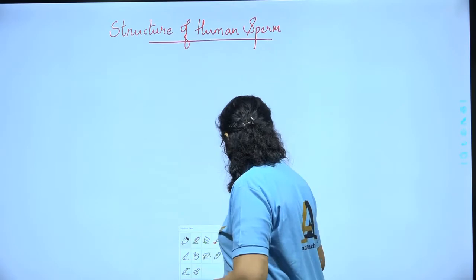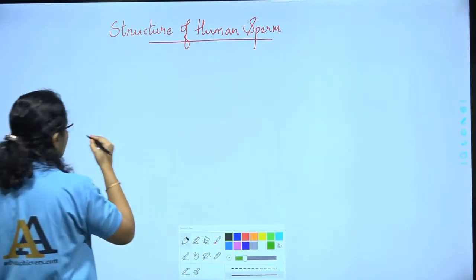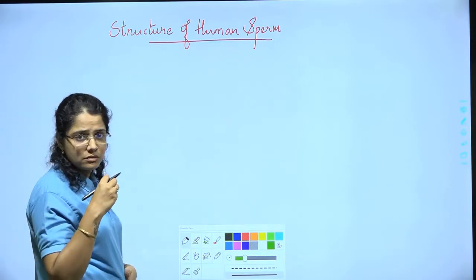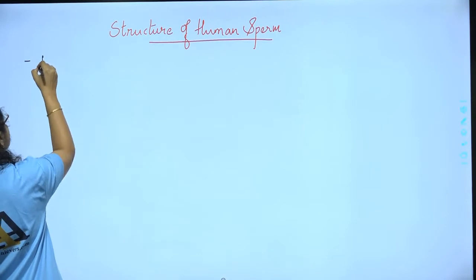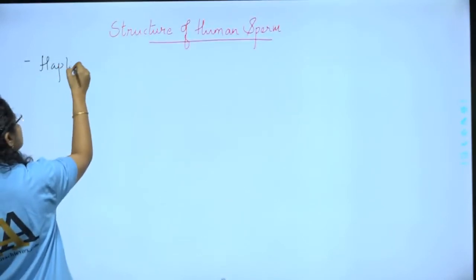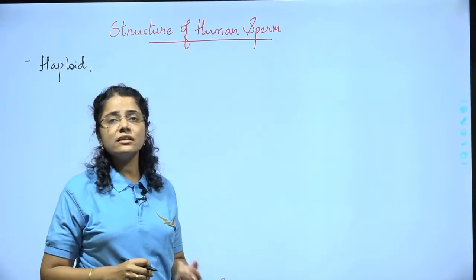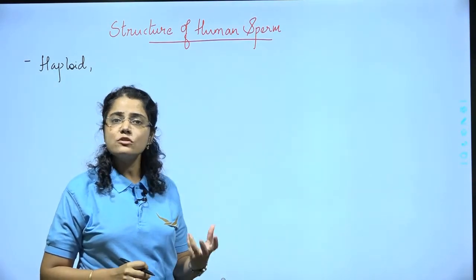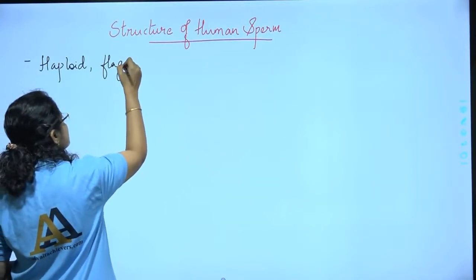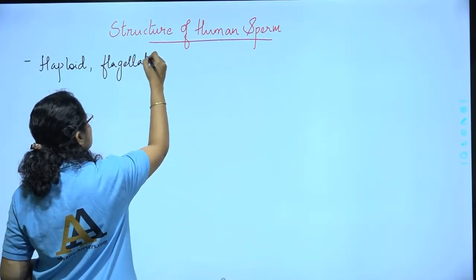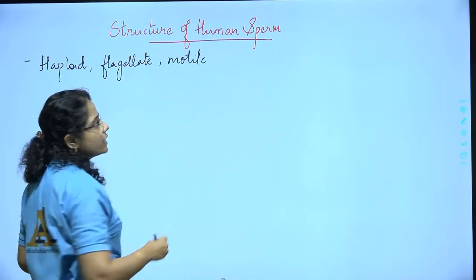We all know that the human sperm is haploid, formed by the reductional division of the germ cells. Then it is a flagellated structure, and is motile. So it is haploid, flagellate and motile. Motile means it is able to move.